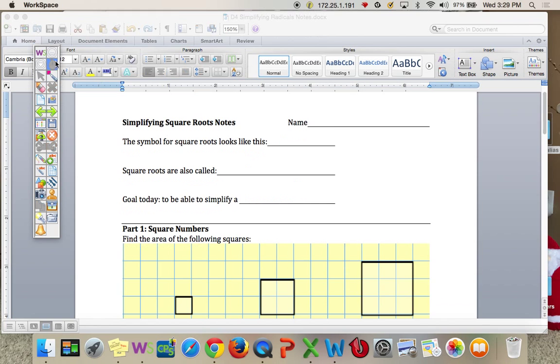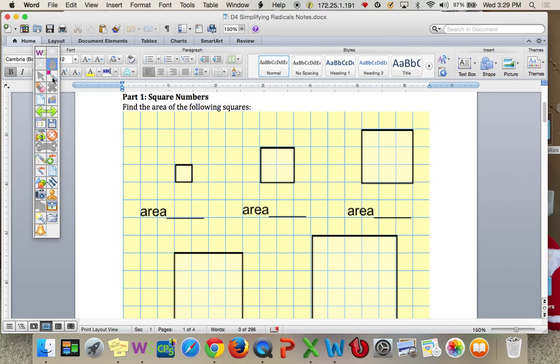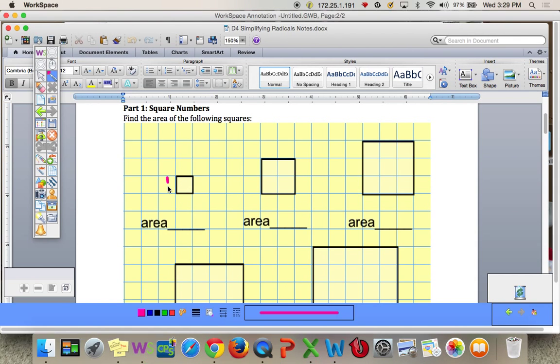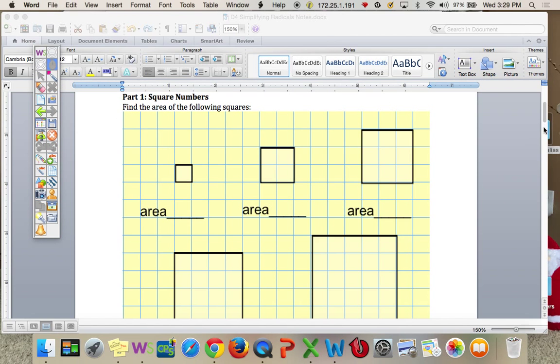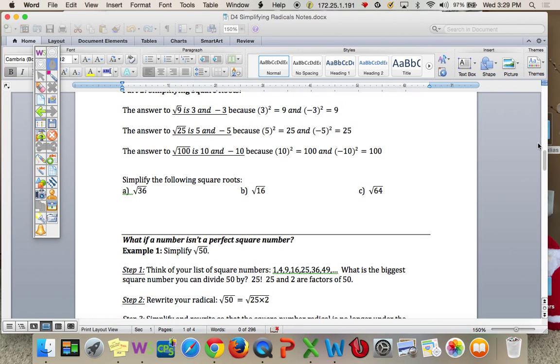So we're going to start by looking at square numbers. We've talked about these before in factoring. They're called square numbers because they're formed from the area of a square. So if you have a 1 by 1 square, the area is 1. If you have a 2 by 2 square, the area is 4. A 3 by 3 square, the area is 9, and so on.